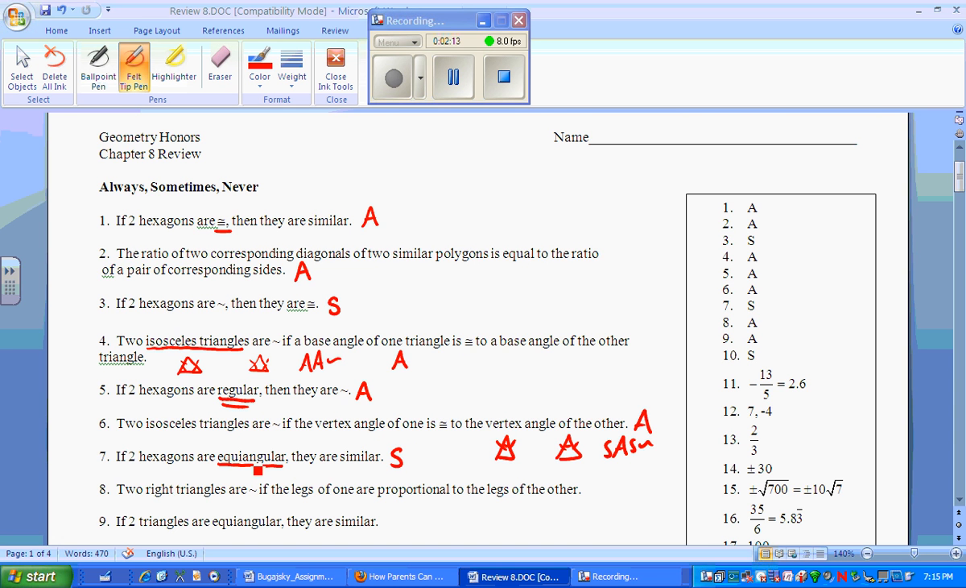Two hexagons are equiangular, then they are similar. You have to go with sometimes, because it doesn't say regular, or it would also need to say equilateral for it to be always.